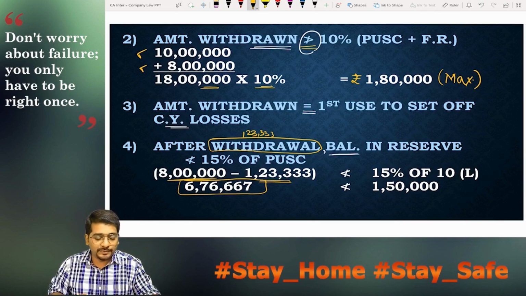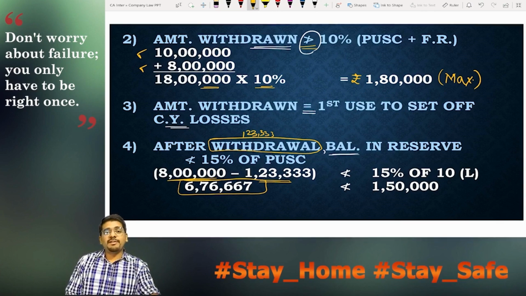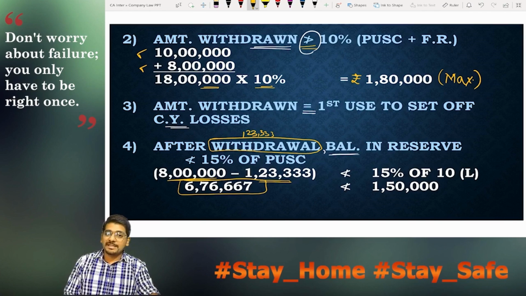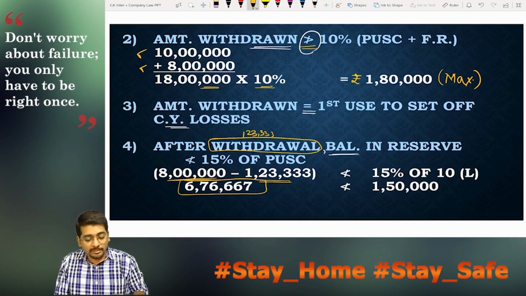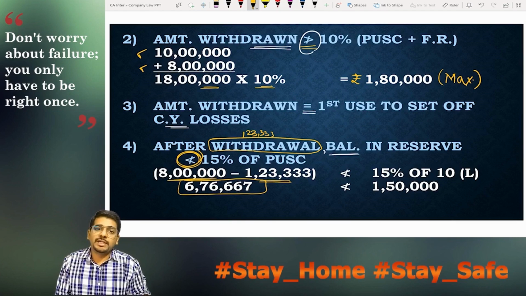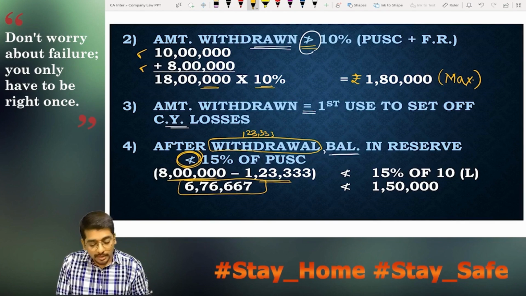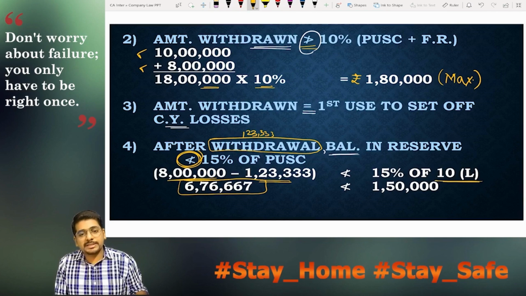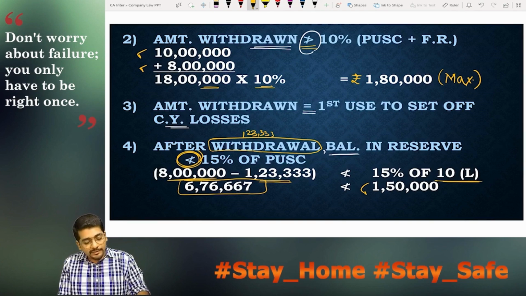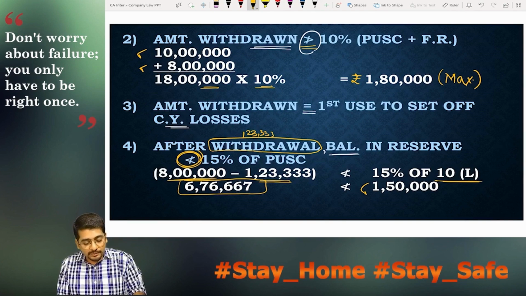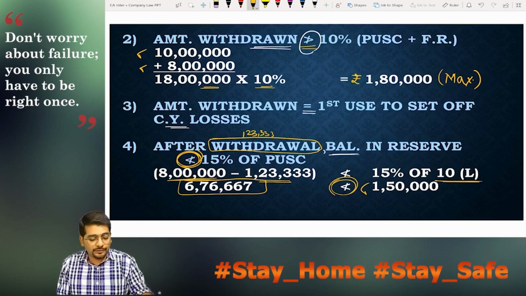That is my balance in reserves. If I say 6,76,667 is the balance in reserves, is that an appropriate balance for us? That we have to check, because the condition says balance in reserves should be not less than 15% of the paid up share capital. My paid up share capital is 10 lakhs. 15% if I take it comes to rupees 1,50,000. The balance in reserves is 6,76,000, which is not less than 1,50,000.